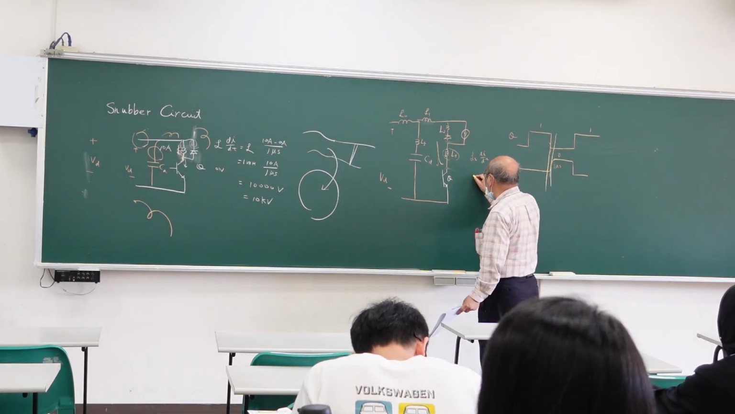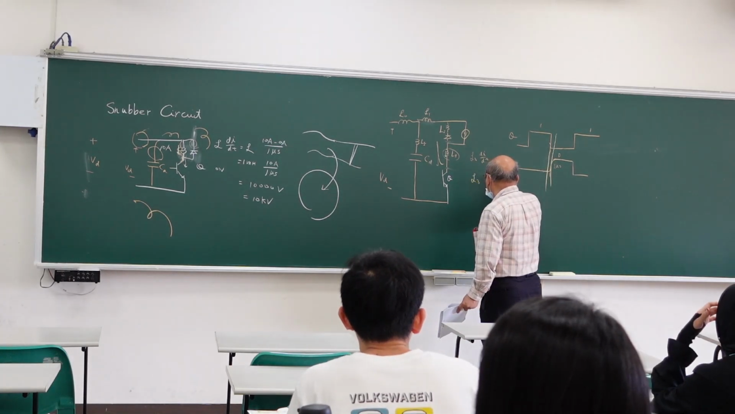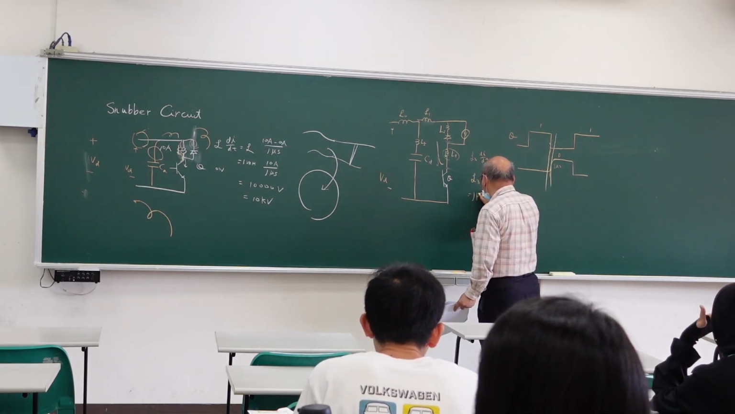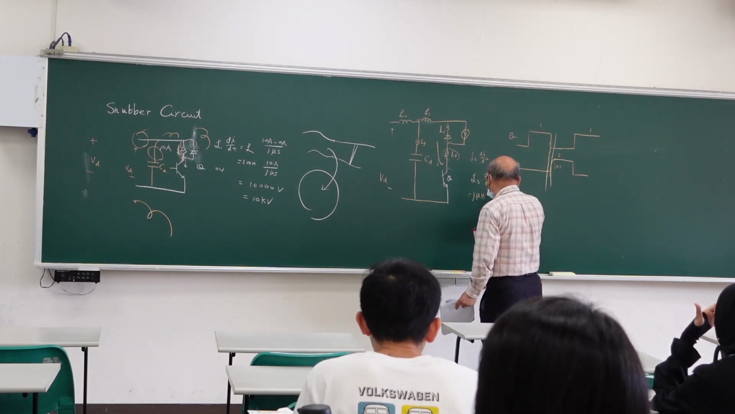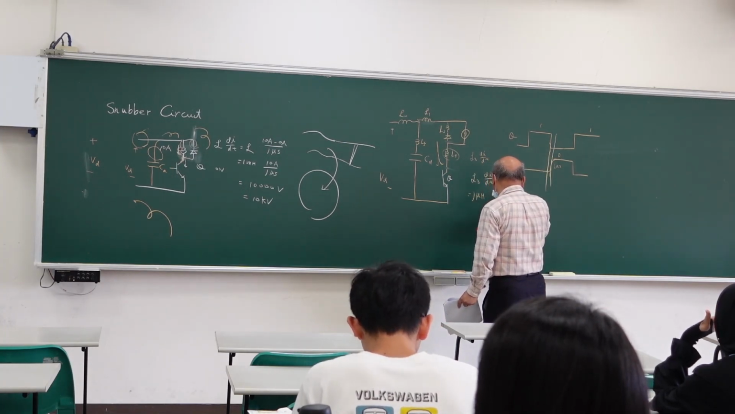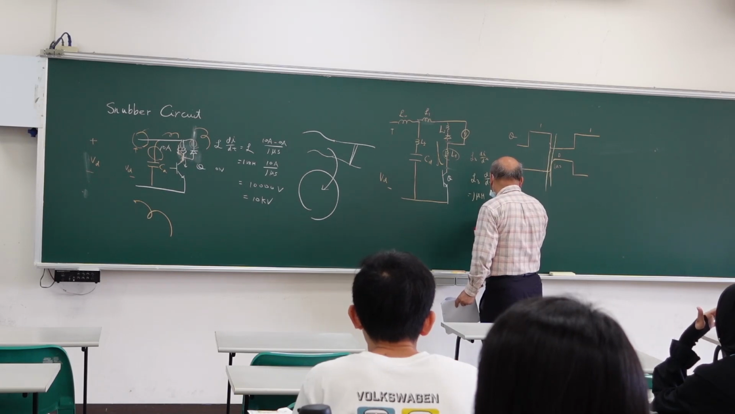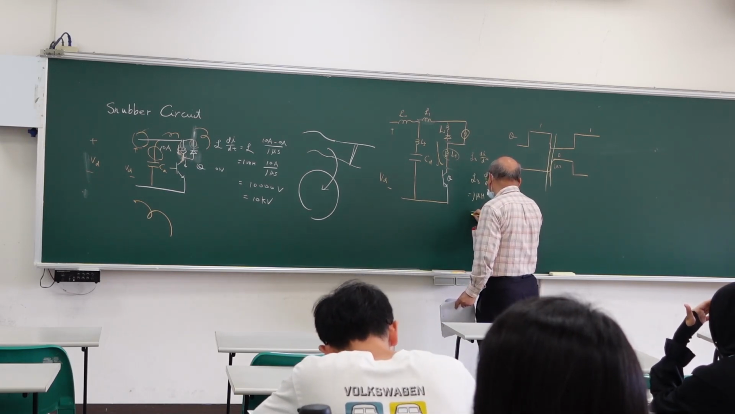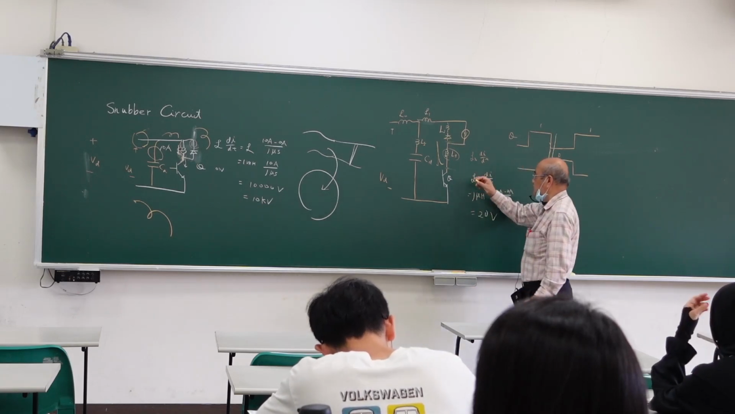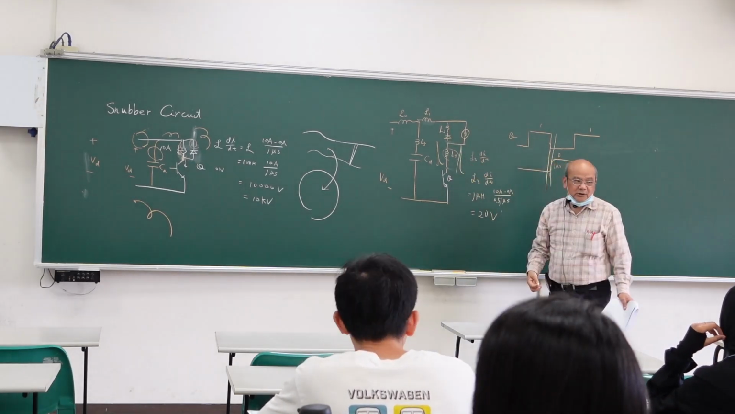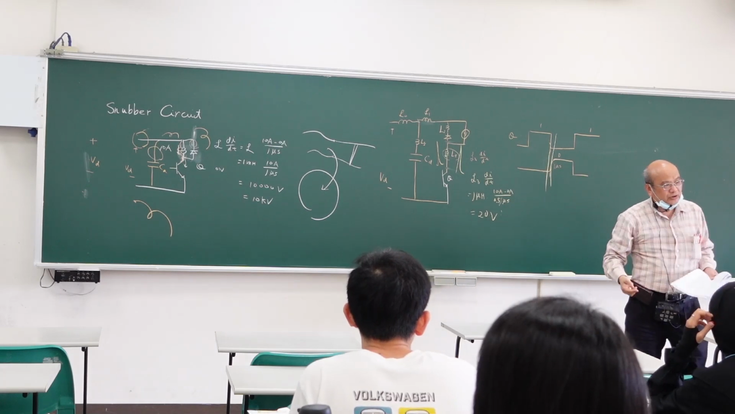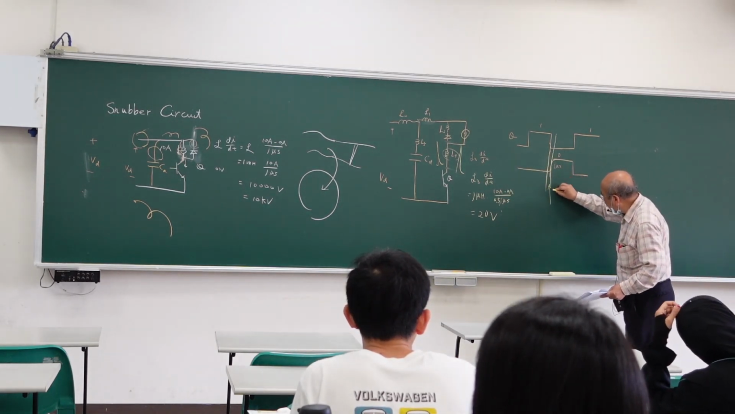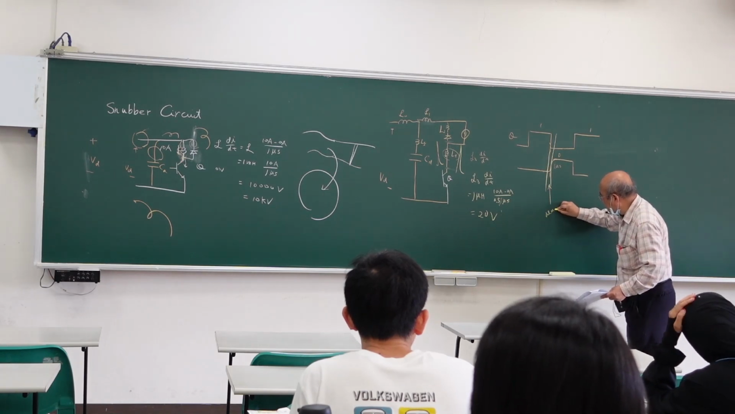Then you have L dI/dt. So although this is only 1 microhenry, you have 10 ampere go to 0 ampere in 1 microsecond, maybe 0.5 microsecond, then you can get 20 volt. So a spike of 20 volt could damage your device. So the reason is you still have dead time.